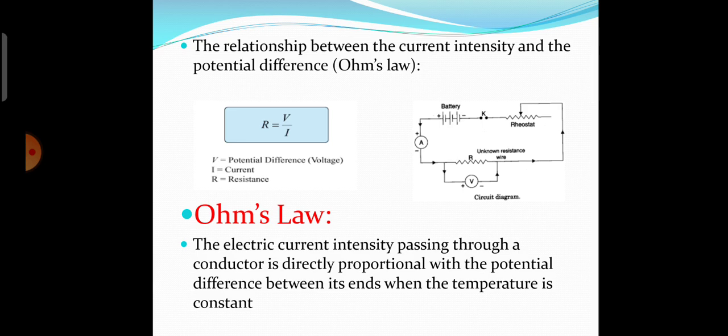Ohm's law says that the electric current intensity passing through a conductor is directly proportional to the potential difference between its ends when the temperature is constant. It is very important to say that the temperature is constant. Why? Because temperature increases the value of the current intensity. So when you make this experiment, we should fix the temperature.